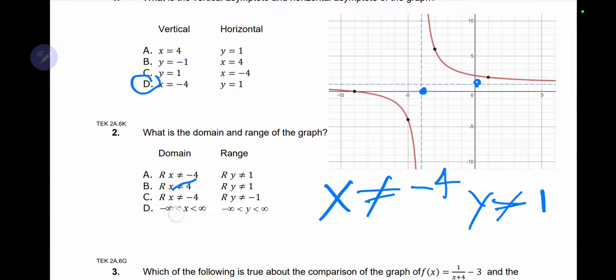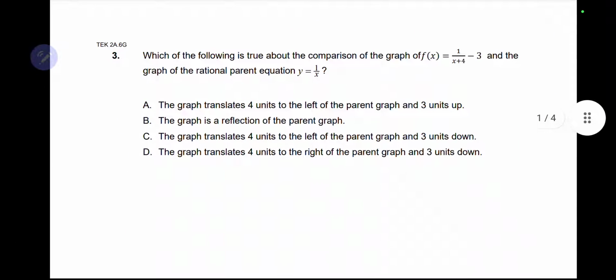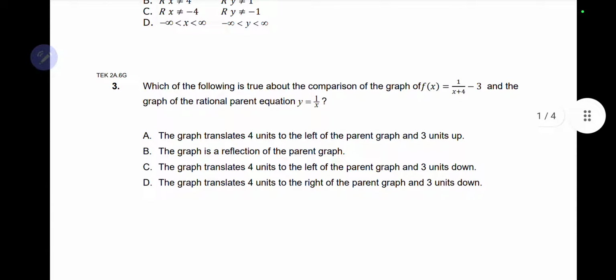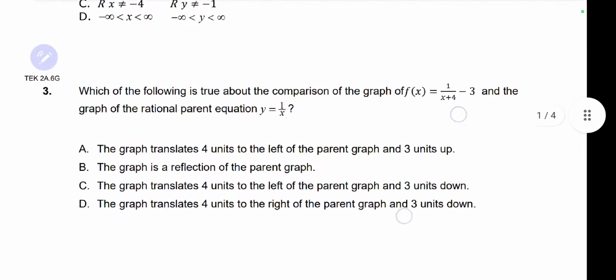So that would eliminate B and D. Y equals 1. That would be answer A. So for number 2, we get A. Remember, you're slashing through where those lines cross. Okay, number 3, which of the following is true about the comparison of these two graphs?